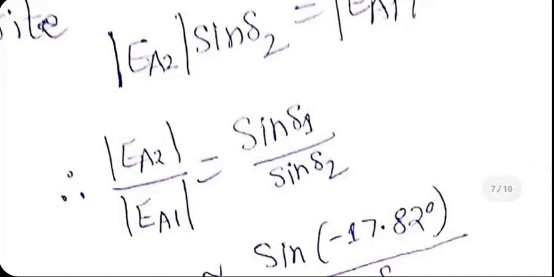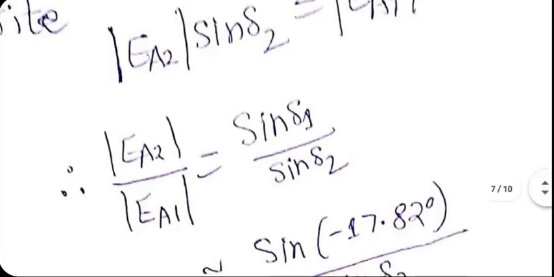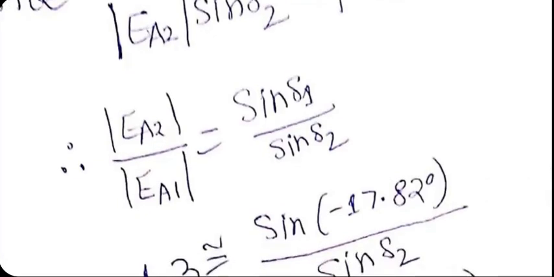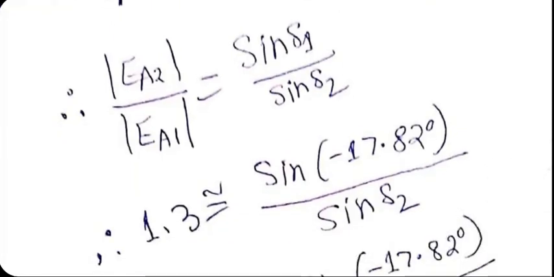And once you write this, the rest is reasonably easy. Magnitude of EA2 divided by magnitude of EA1 should be sine delta 1 divided by sine delta 2. We know delta 1 already. We know EA1 already. In fact, we know the ratio of magnitude of EA2 and magnitude of EA1. That ratio is 1.3, right?